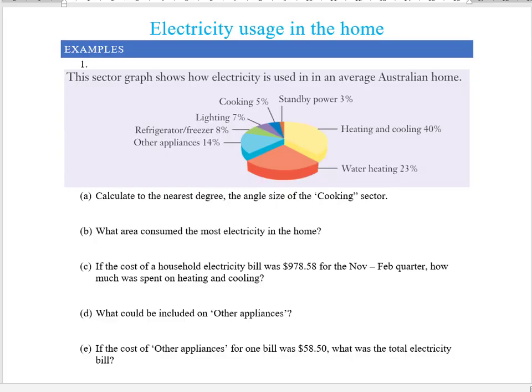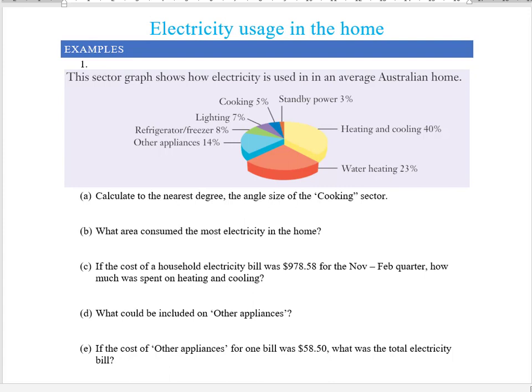Electricity usage in the home. So what we're going to be doing is just really basically looking at how we can use all the mathematical knowledge that we've developed over the last 5 years and roll it into this thing called electricity usage in the home. So first up, we're looking at a sector graph.